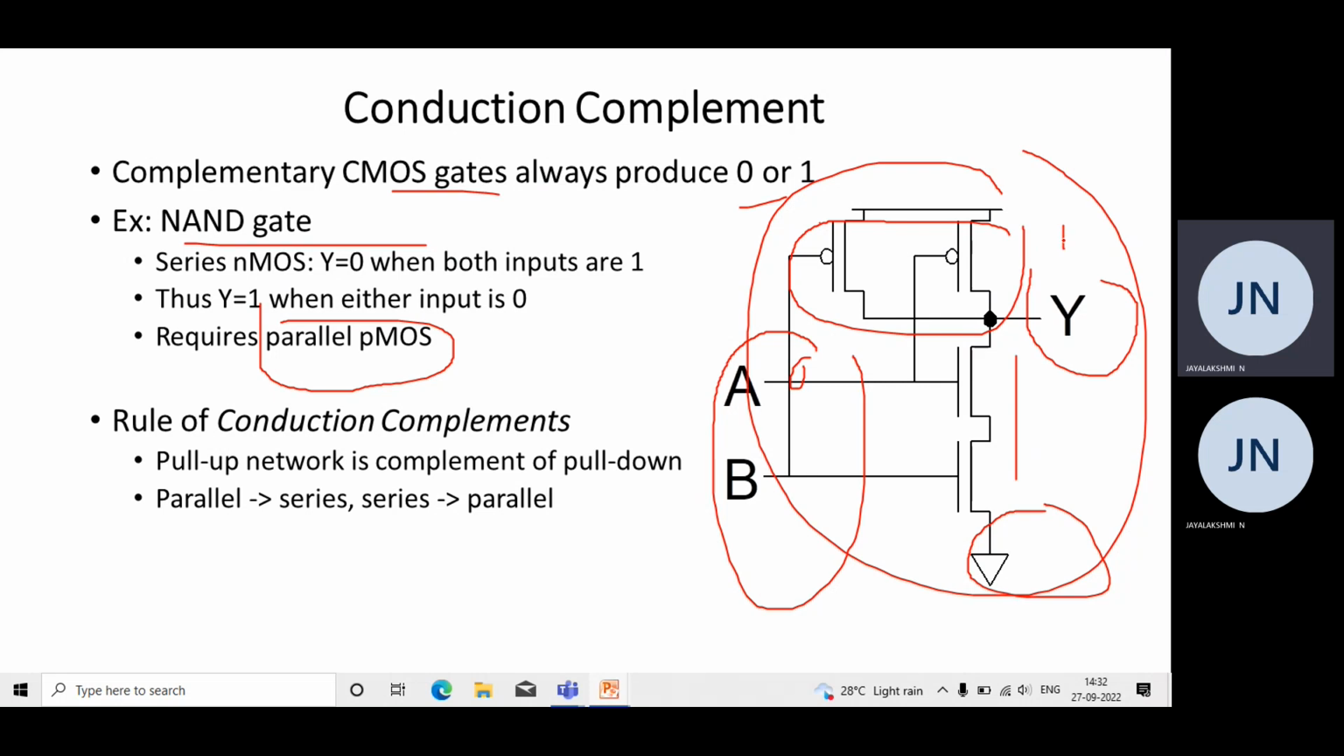So that's why we need complementary gates instead of connecting similar transistors. The rule of conduction complement is that the pull-up network is the complement of the pull-down. Suppose in the pull-up you are using PMOS, then in the pull-down you need to use the complement, that is NMOS. Similarly, if you use NMOS in the pull-up, in the pull-down you need to use the complement, PMOS. This is nothing but conduction complement: one transistor is the complement of the other.